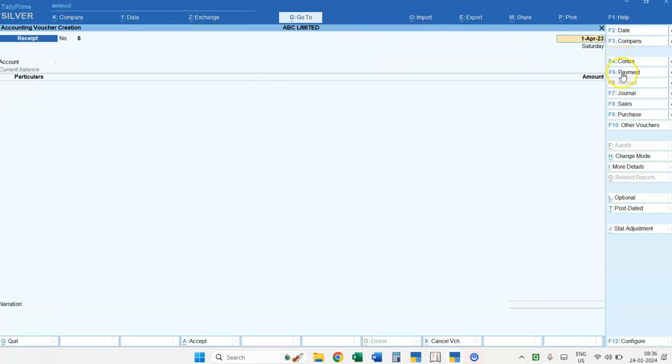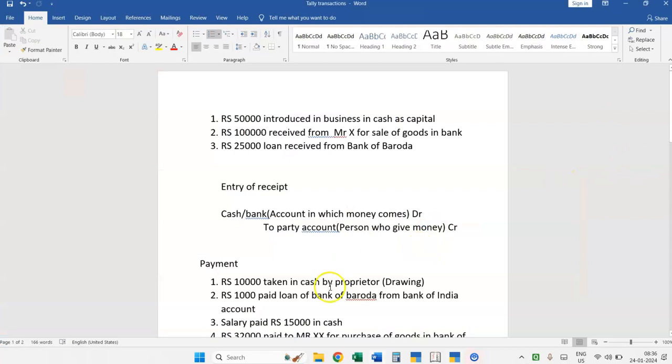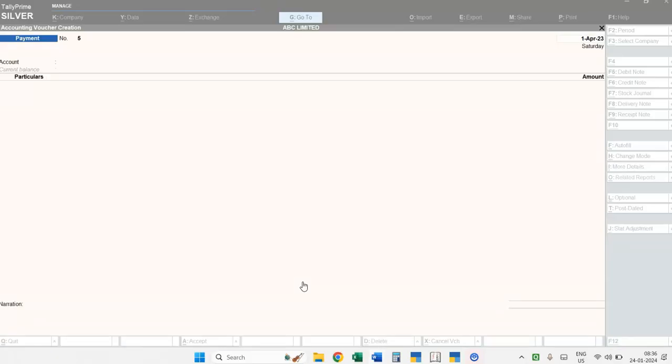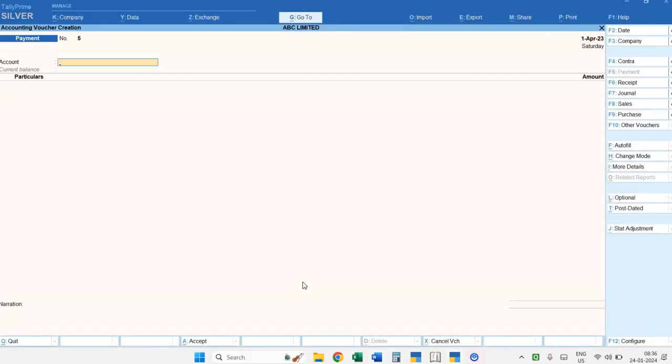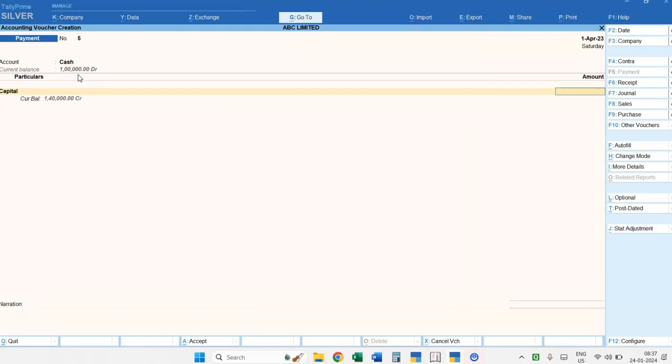Now we will discuss how to make the single entry mode entry for a payment transaction. We are discussing a payment transaction: rupees 10,000 taken in cash by the proprietor. So what will be the entry? Capital or drawing account debit to cash account. Here I write down the date. Here I have to select the account from which money is going out. So cash. Here I have to select cash or bank account by default, and here I have to write down capital. The money taken out is rupees 10,000.